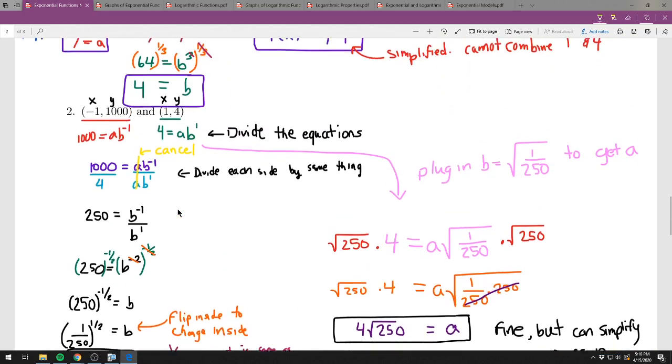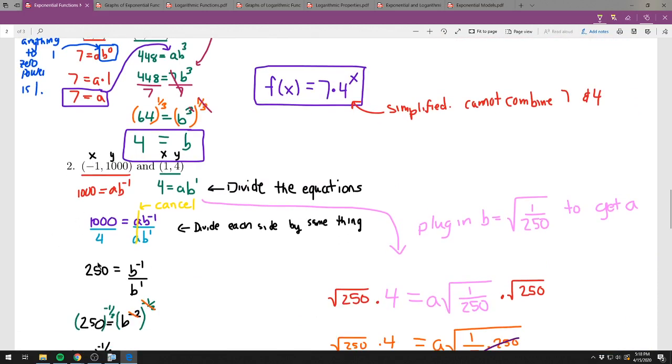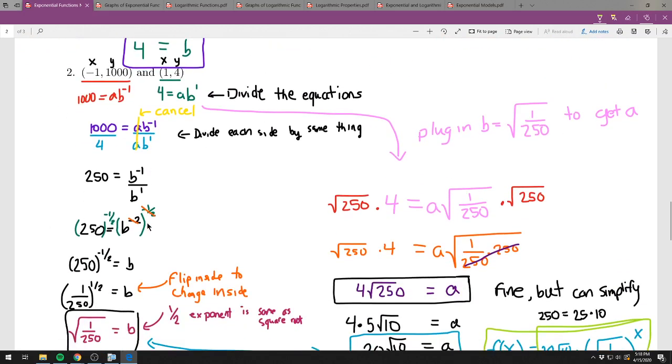All right, but as far as these problems go, some of them you're given 0, much easier. Some of them you're not given 0, and you need to figure out a way to solve them. Dividing always works.